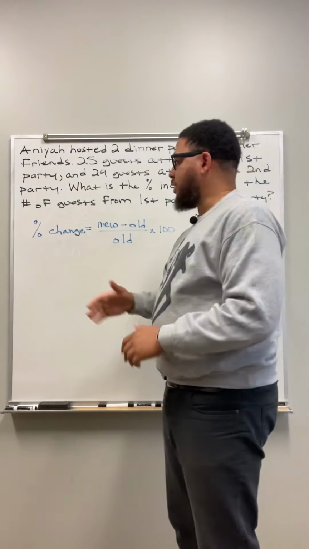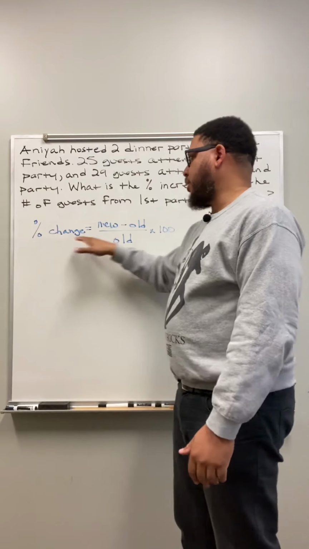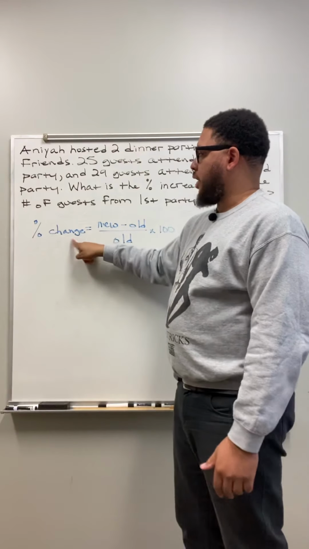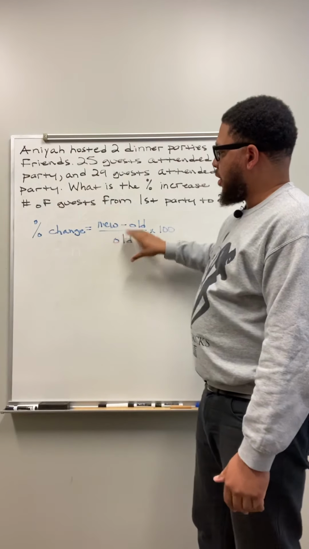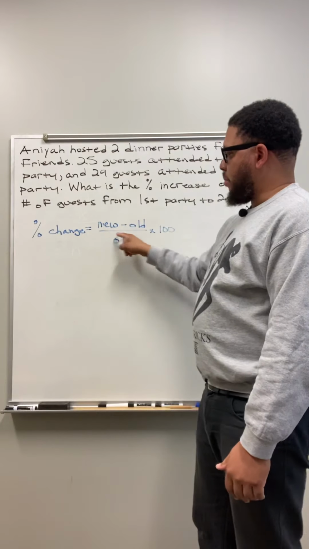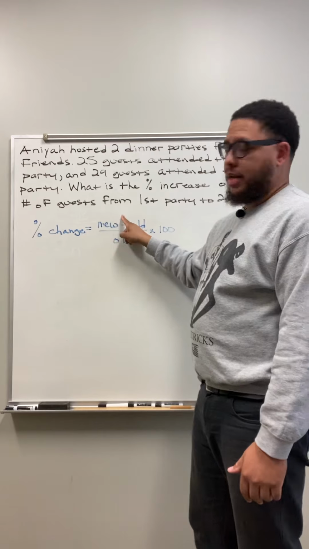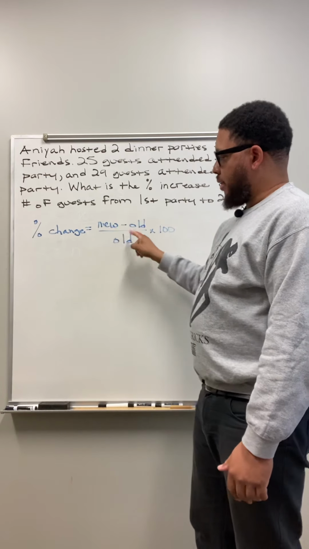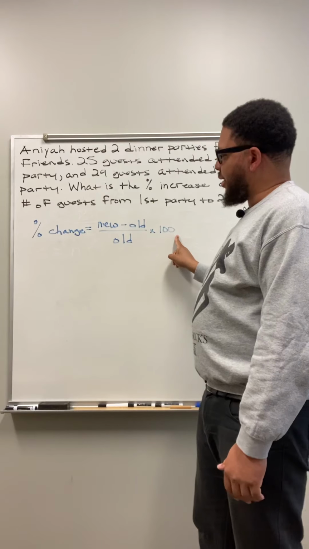So what you should do is definitely write this down on your paper, write this down in your notes. The percent change is equal to, and this is a fraction right here, in the numerator, you have new minus old, divided by old. Now what that means is the new value minus the old value, divided by the old value, times 100. All right. Now, what does that mean, though?